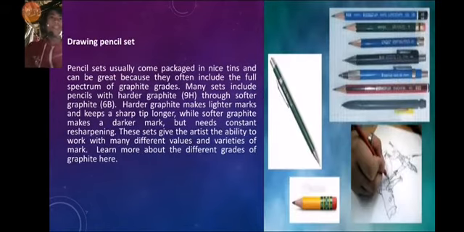Next, drawing pencil set. Pencil sets usually come packaged in nice tins, and can be great because they often include the full spectrum of graphite grades. Many sets include pencils with harder graphite, 9H, through softer graphite, 6B. Harder graphite makes lighter marks and keeps a sharp tip longer, while softer graphite makes a darker mark but needs constant resharpening. These sets give the artist the ability to work with many different values and varieties of mark. Learn more about the different grades of graphite here.